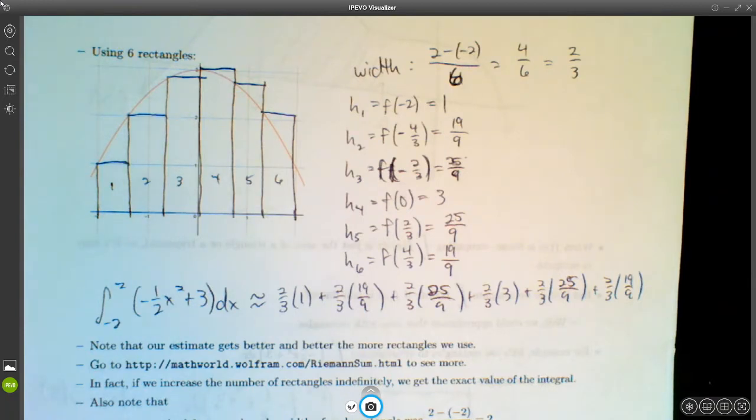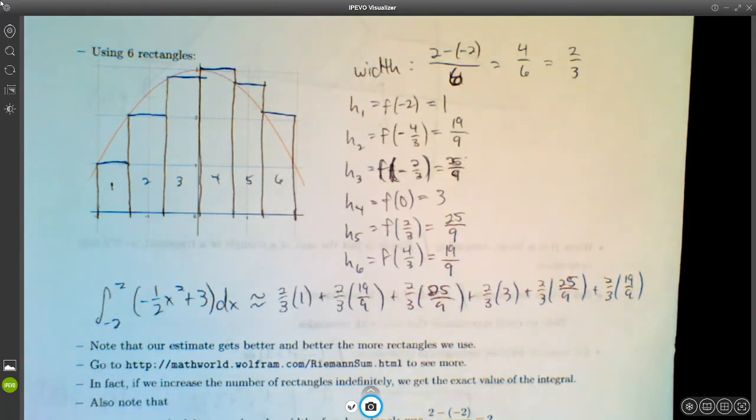So we've got 2/3 times 19/9. And actually, I'm going to have that twice, right? So I'm going to kind of cut to the chase and say times 2. And then I'm going to have 2/3 times 25/9, and I have that twice, so I'm going to multiply it by 2. And then I'm going to have 2/3 times 3. Okay, so I add all of those things up.